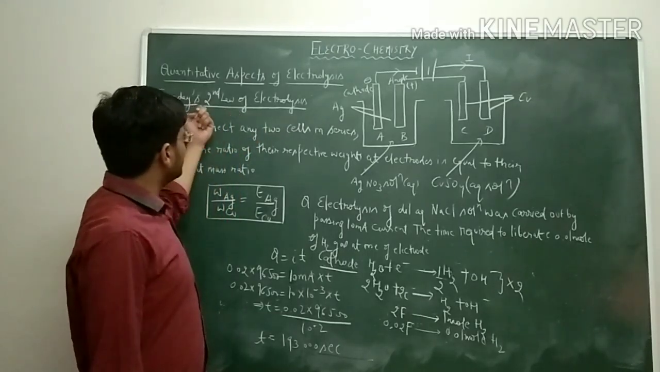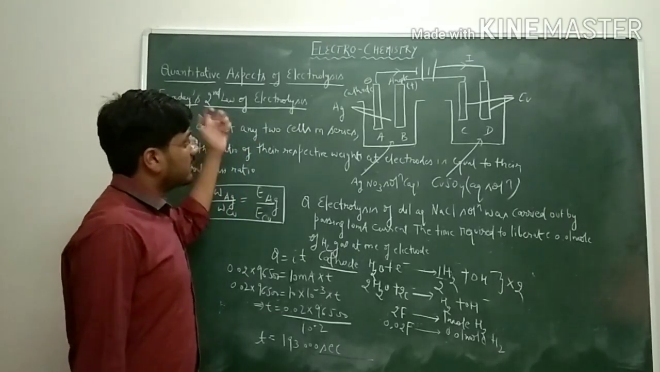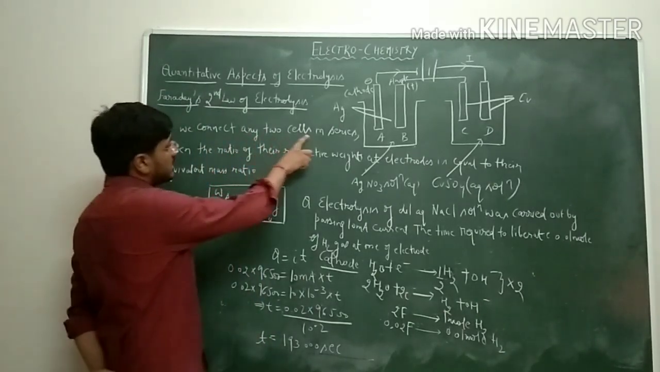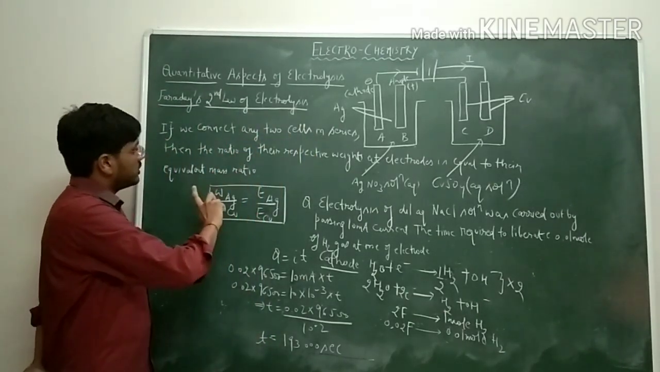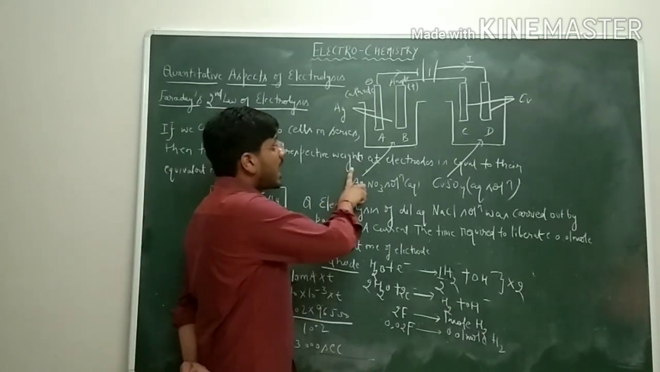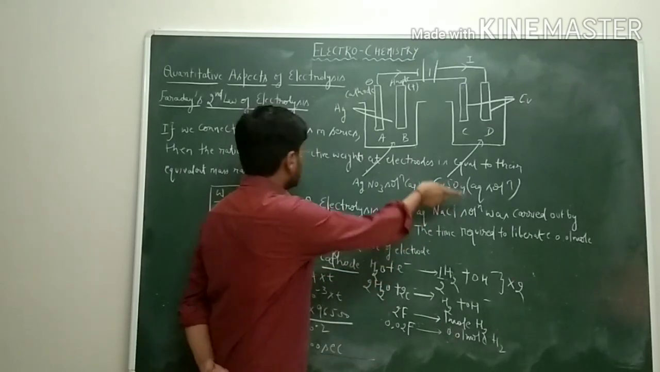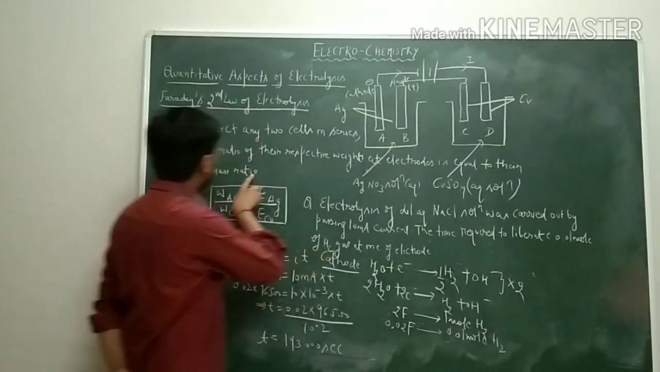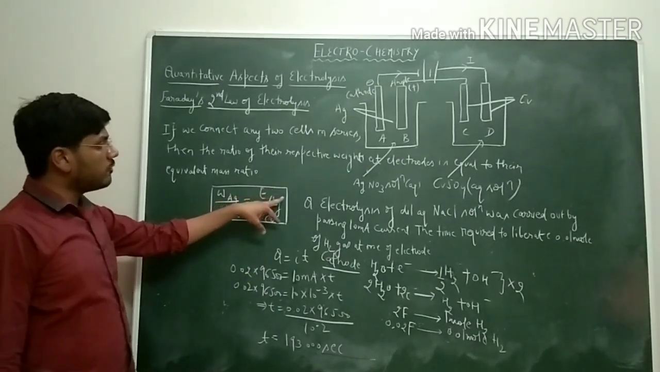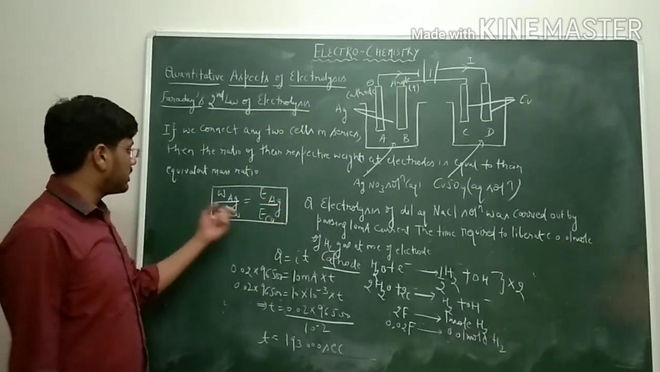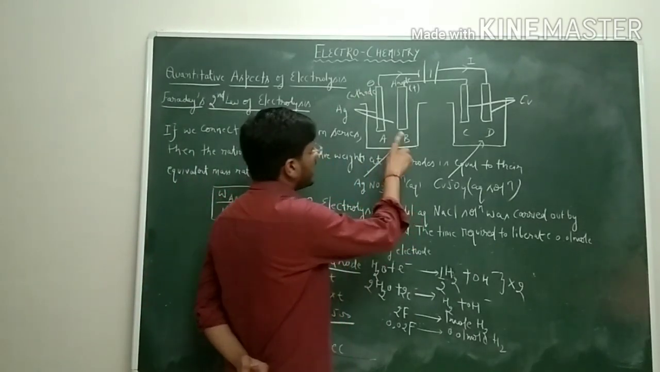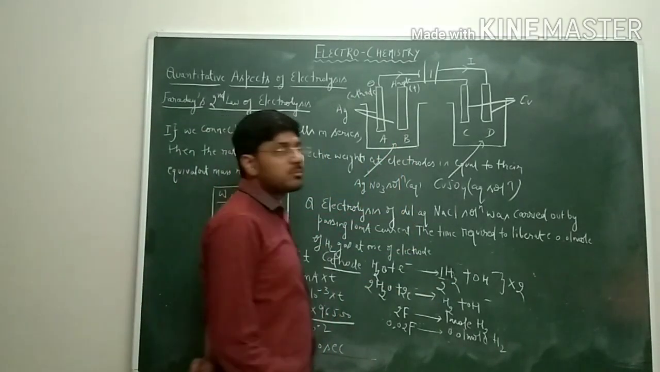Now we will discuss the second law of Faraday. According to this law, if we connect any two cells in series combination, then the ratio of the weights which we will obtain at the respective electrodes is equal to the ratio of their equivalent masses. And equivalent mass, we all know, is the ratio of molar mass by n factor. So let us consider the second law of Faraday by taking one example.